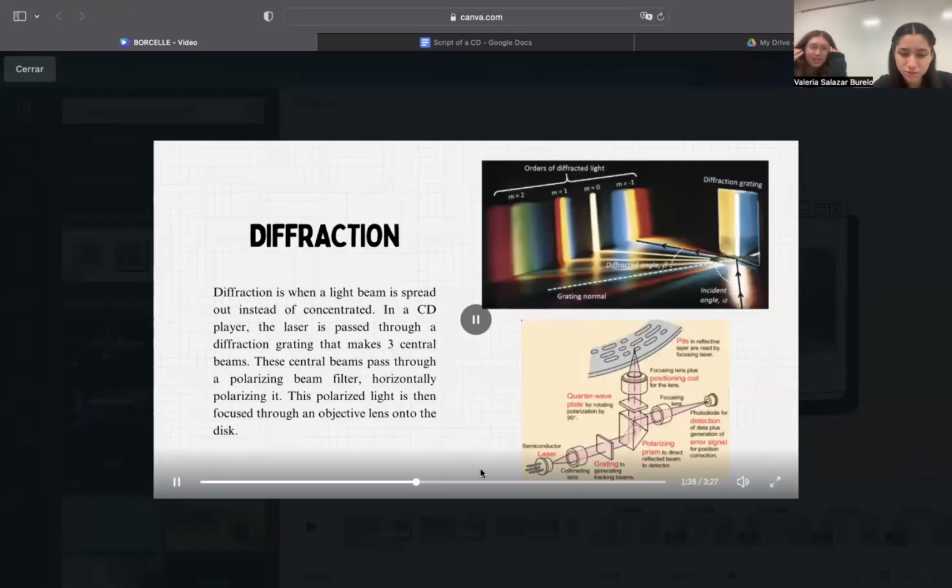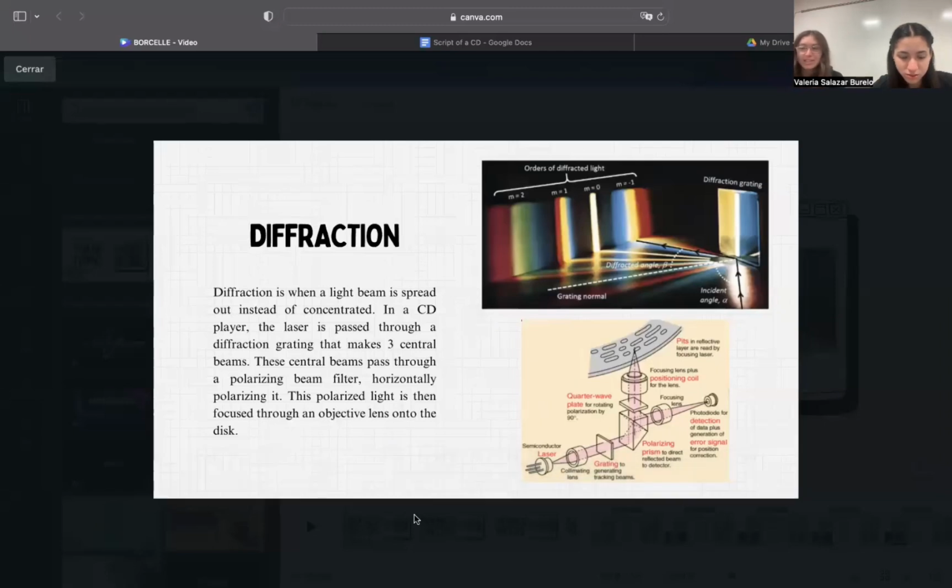Okay. So one of the ideas that we didn't focus on as much in class is diffraction. Diffraction is when a light beam is spread out instead of concentrated. In a CD player, the laser is passed through a diffraction grating that makes 3 central beams. A diffraction grating is just an element that helps to focus the spread out light beams based on their wavelength, as you can see in the picture.